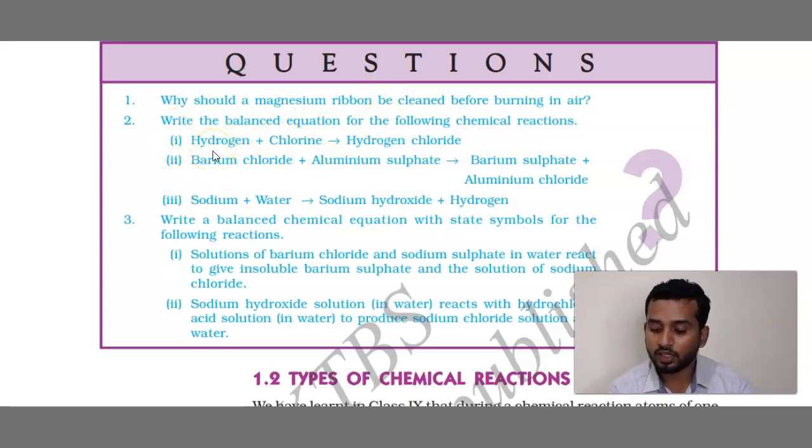When hydrogen and chlorine combine, it gives hydrogen chloride. He has given that. Okay, you have to write their symbols and balance it. Even here he has not given it like hydrogen plus chlorine. He has given it in sentence form. This sentence form you have to convert into symbols and then balance in question number 3.